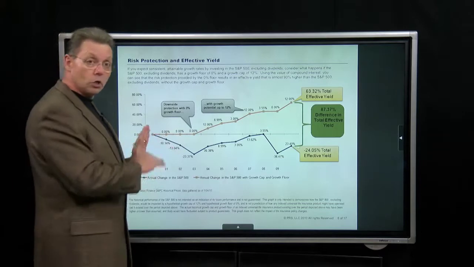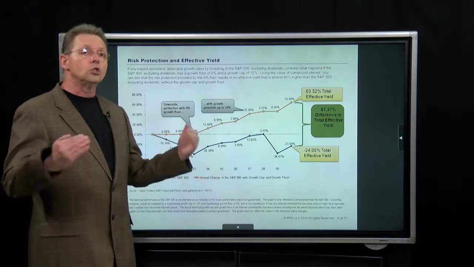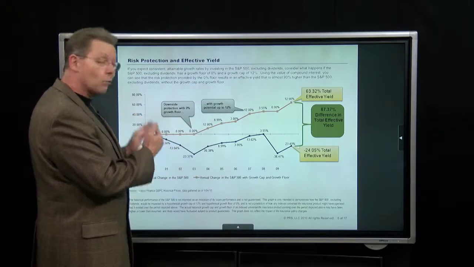So just remember, whether you're looking at this chart as an accumulation chart or as a distribution chart, just know what you're getting into. This test using this 10-year period is really a great test.